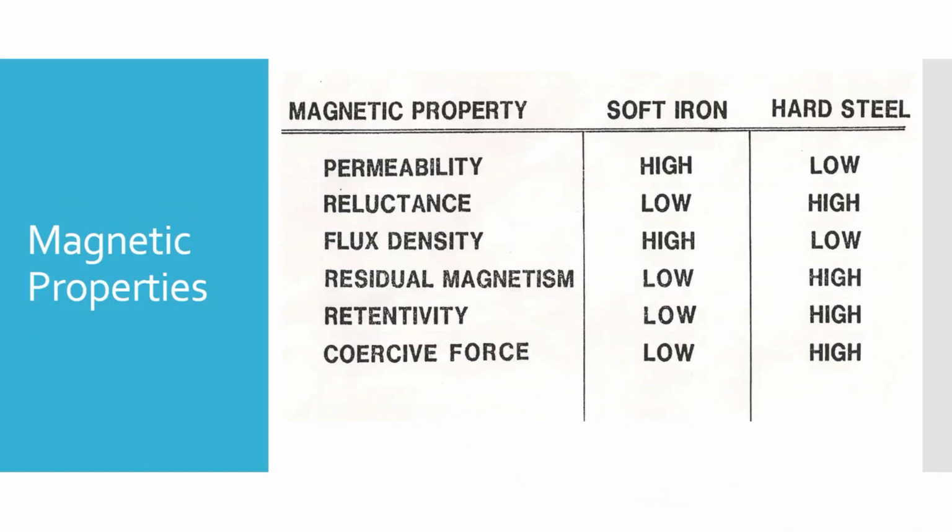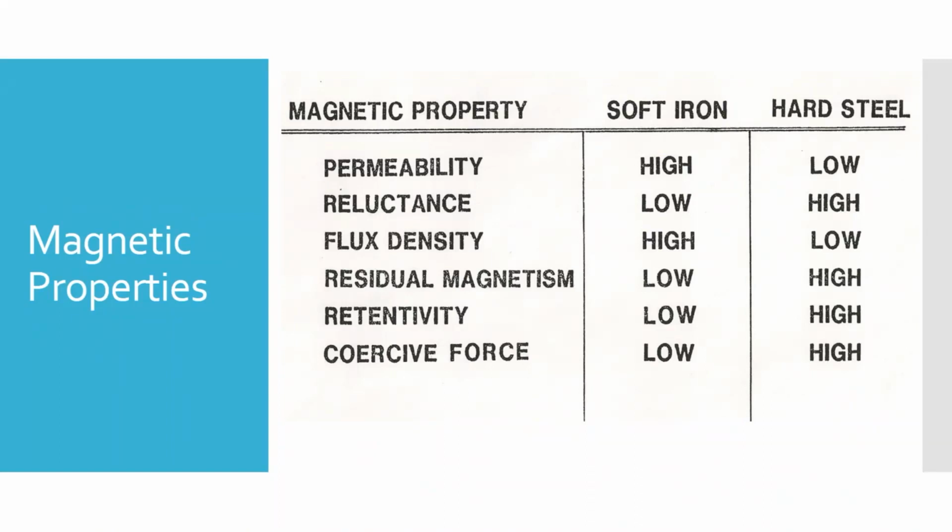Permeability, the ability for a magnetic field to form in an item, or in a material. So soft iron is highly permeable. It has low reluctance though, which means those are opposites of each other. So you can get that magnetic field to form. It doesn't resist forming, is what reluctance is. Whereas hard steel is kind of the opposite. It's got lower permeability. The magnetic fields don't form easily, which causes high reluctance.